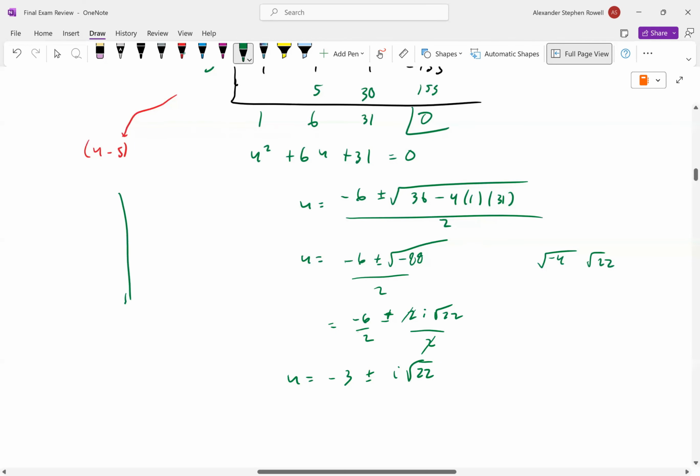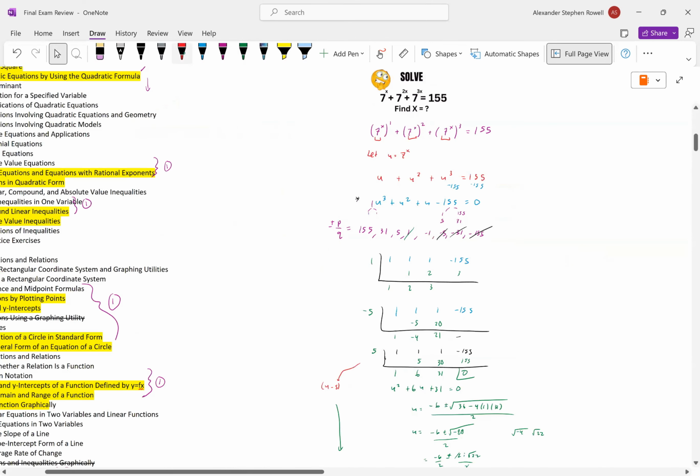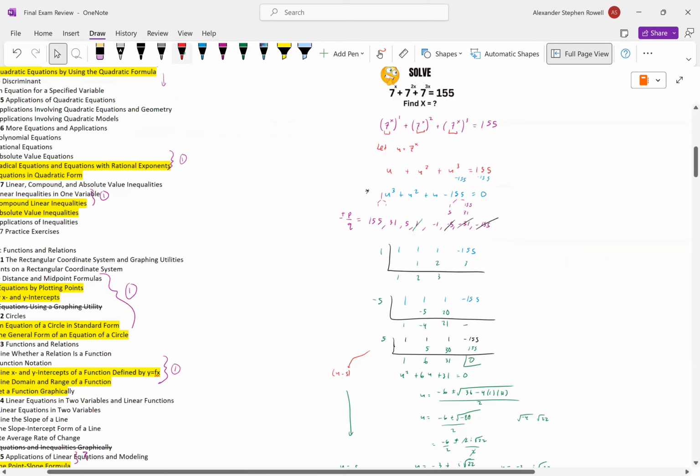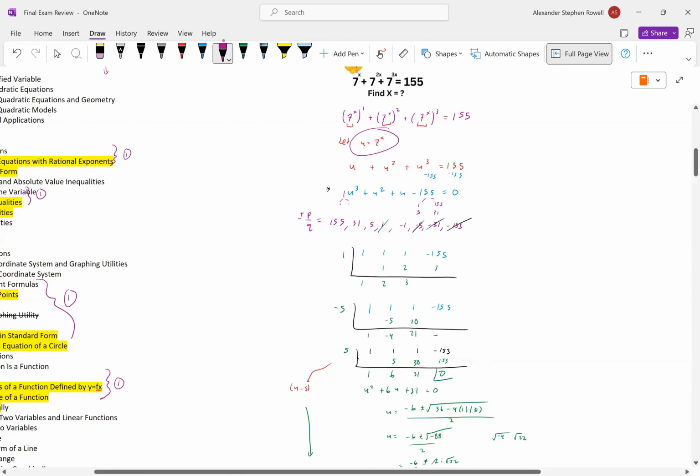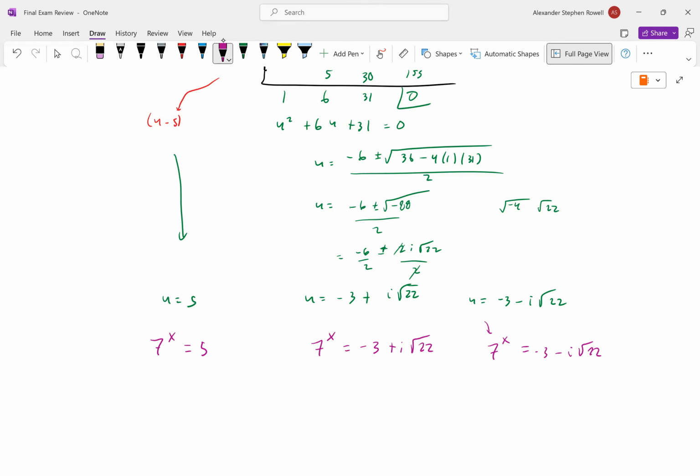Okay, so we have the solutions: u is equal to 5, u is equal to -3 plus i root 22, and u is equal to -3 minus i root 22. We solve for u, but we want to solve for x, right? So we back substitute. What's u equal to? 7 to the power of x. So what's the last step? Yep, now we do the natural log. Natural log of 7 to x equals natural log of 5. X natural log 7 equals natural log 5.